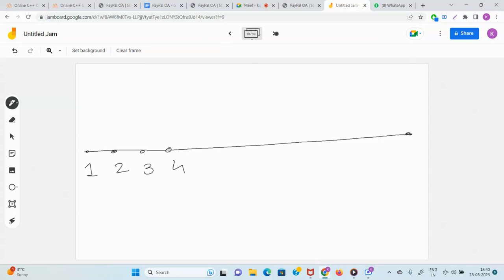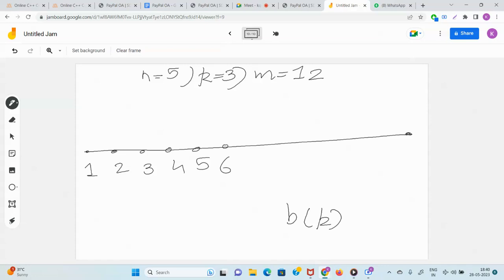Okay, Karandeep and Satabdo, let's say our n is 5, and say our k is 3. Say our m is 12. Now we want to know which b of k values are valid. So this is 6, this is 7, this is 8, this is 9, this is 10, this is 11, this is 12.